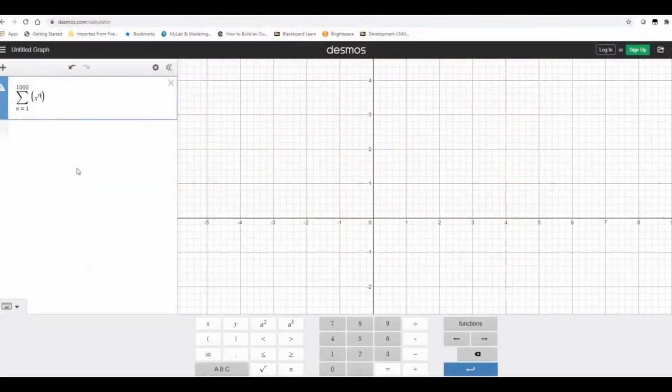Let's graph that power series that we were just playing around with. So -1 to the n. I want to put a fraction here. -1 to the n. I don't want to make this go to 1,000 right away.